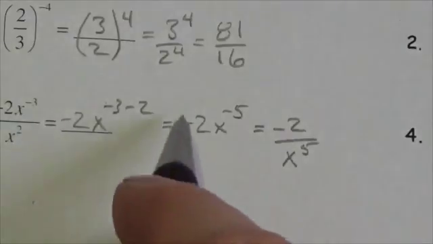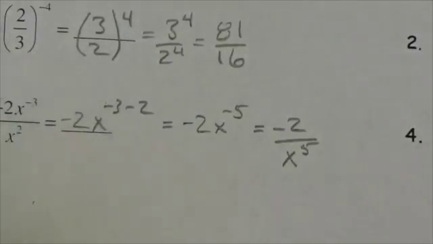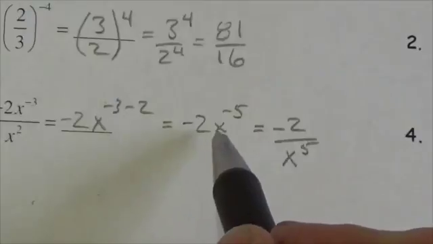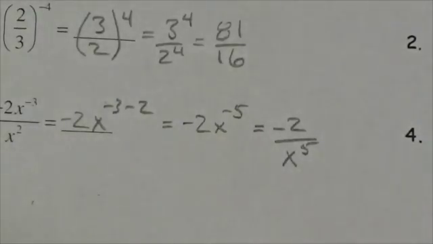Now again, remember, the negative 2 didn't move because the negative 2 was not part of the base. There was no parentheses around it. In the absence of the parentheses, it's just whatever symbol is right below the exponent. That's the base.